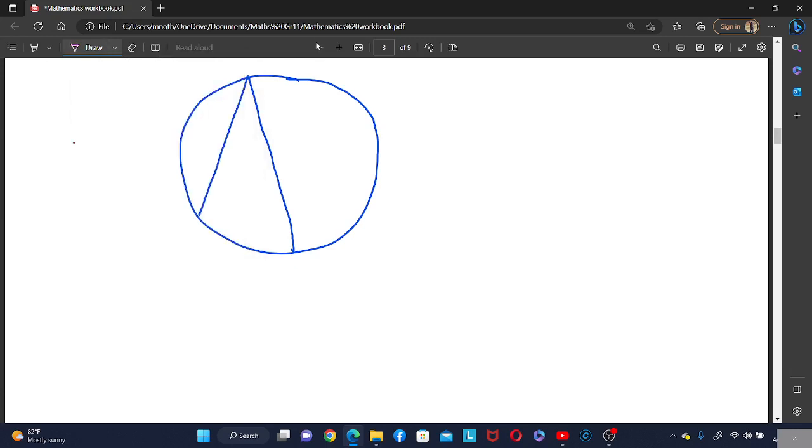Okay, so this is A, B, C, right? And then you also have the angle D. So what do you know about this? If in a circle you have angles in the circumference, and those angles are coming from the same point, then those angles in the circumference are equal. So angle C is equal to angle D.